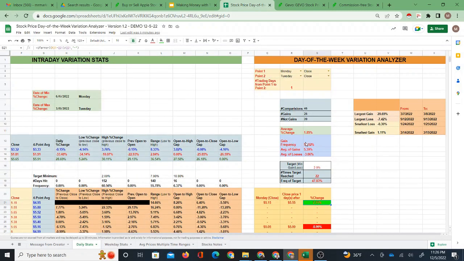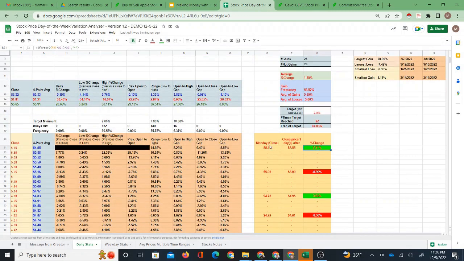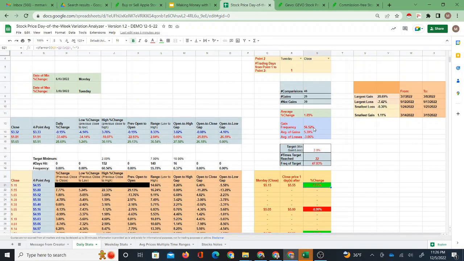This is the gain frequency. This is telling you how often the price went up from the Monday close price to the Tuesday's closing price. So how often was this price over here bigger than the Monday's closing price? How often did it go up? How often did it go down? And it's telling you it went up 56.52% of the time, more than half of the time.